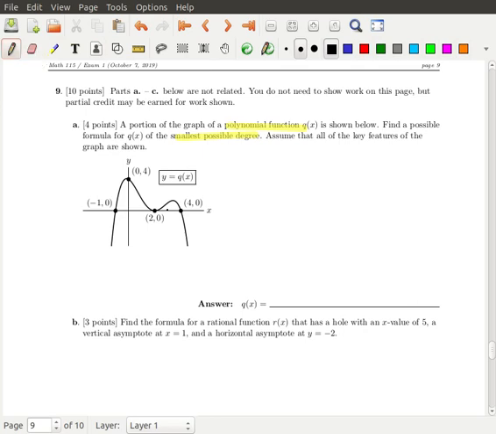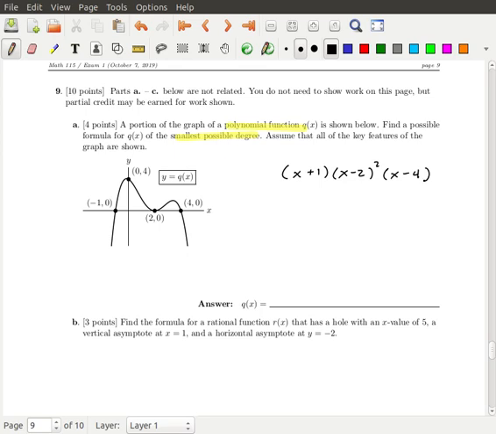Alright, we notice some roots here. Here's a root at -1. That means we're going to have a factor x plus 1. Here is a double root at 2. That means we're going to have an x minus 2 squared. Here's a root at 4. That means we're going to have an x minus 4. And so this is a 4th degree polynomial that we've got. That's the lowest degree we can do.